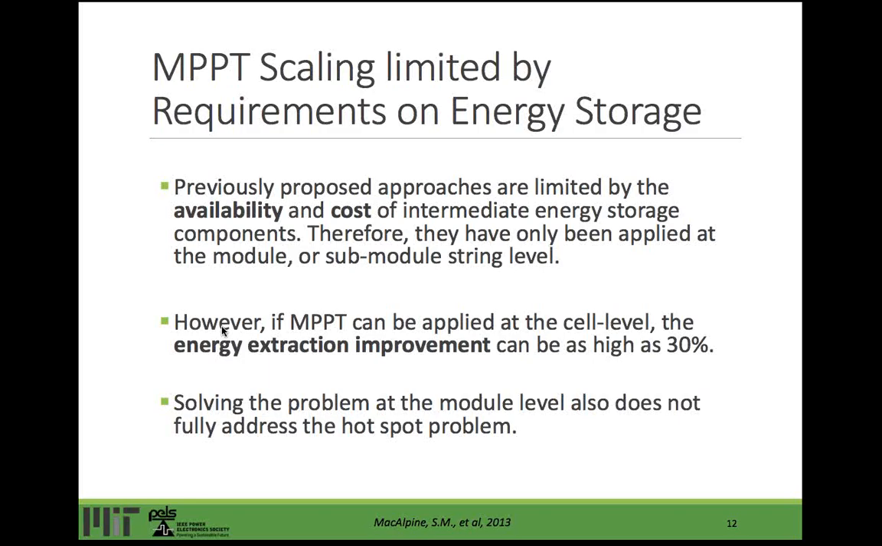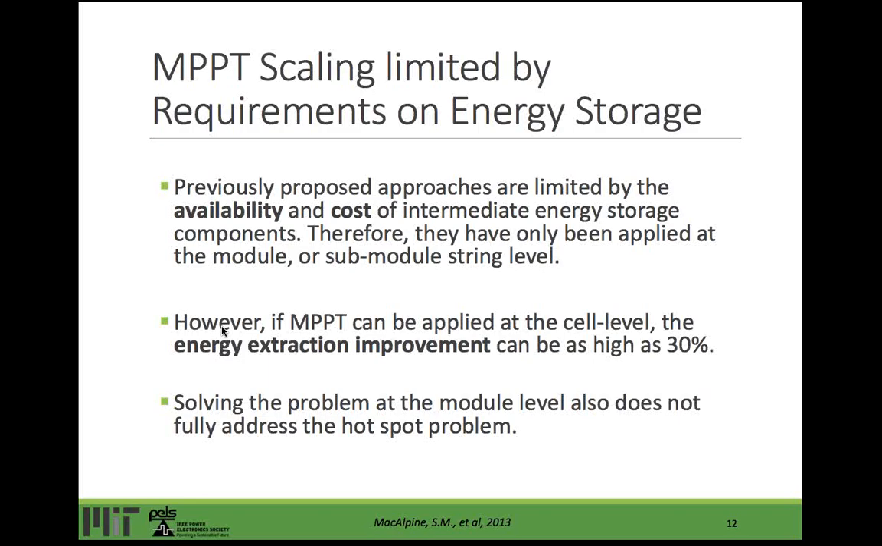But there are also significant benefits to be gained in scaling maximum power point tracking or power balancing down to the cell level. There is a statistical study published by IEEE showing that energy extraction improvement can be as high as 30% with maximum power point tracking on the cell level compared to that with module level maximum power point tracking. In addition, solving the problem at the module level also does not adequately address the hotspot problem either.